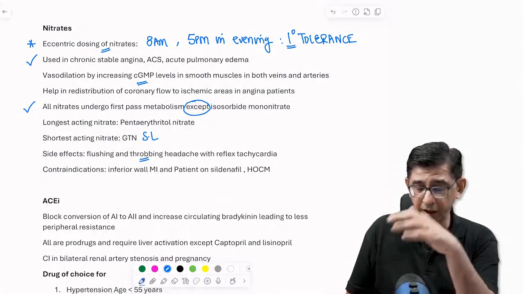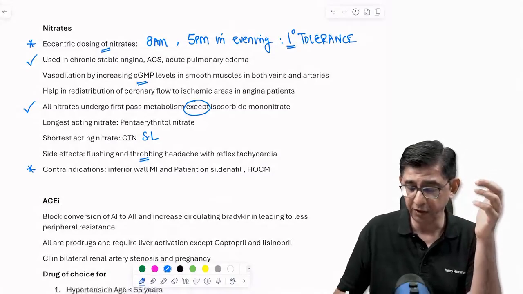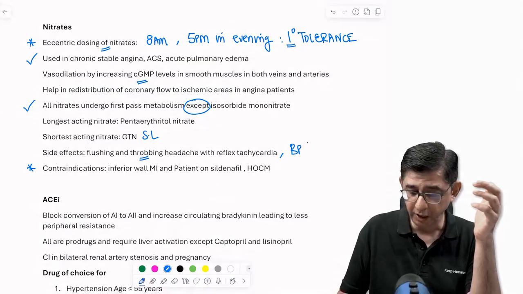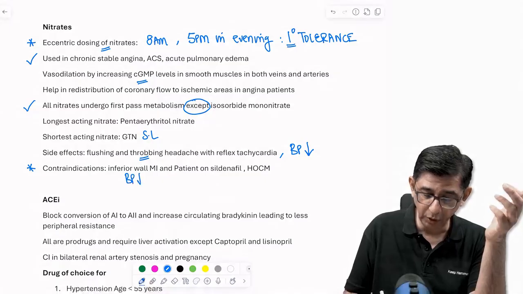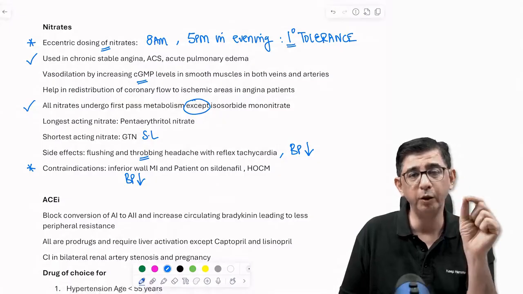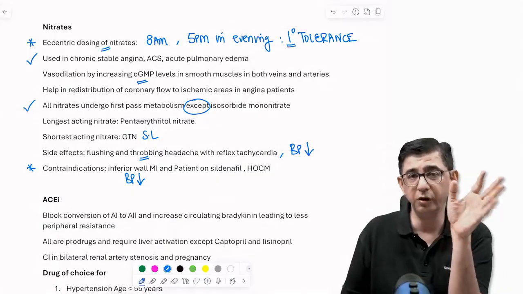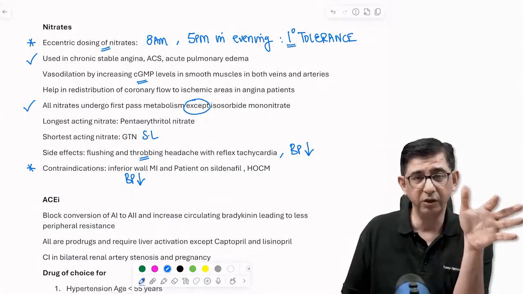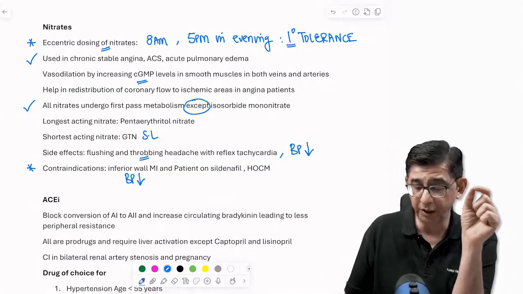Nitrates are contraindicated in inferior MI, because one of the side effects of this medicine is hypotension, and inferior MI already has hypotension. So because BP is already low, never give nitrates to anybody whose blood pressure is less than 90/60. I will teach you inferior MI subsequently, and the reasons why you get hypotension there, but the message is never give nitrates in inferior MI and blood pressure being 90/60.